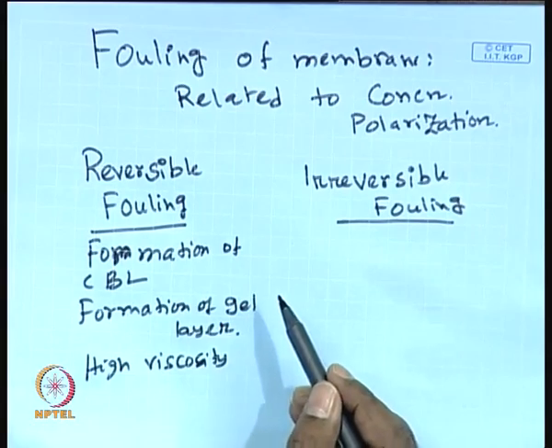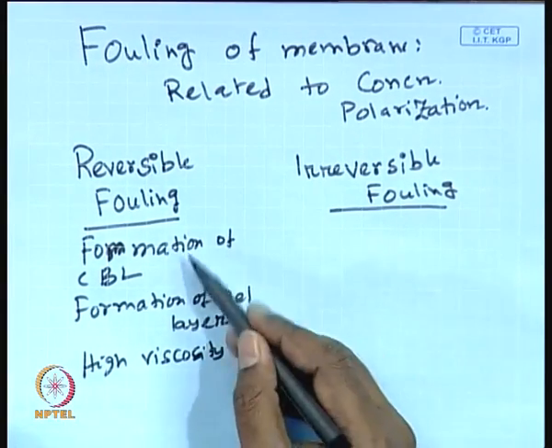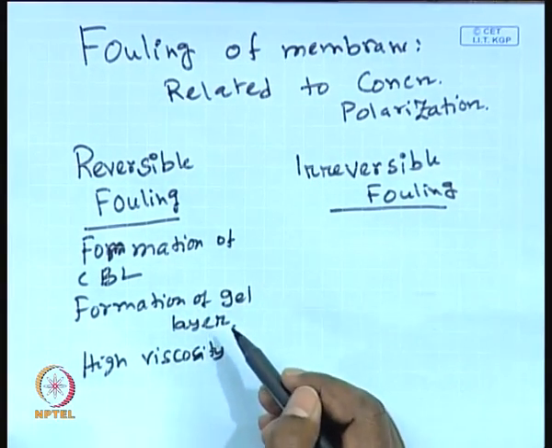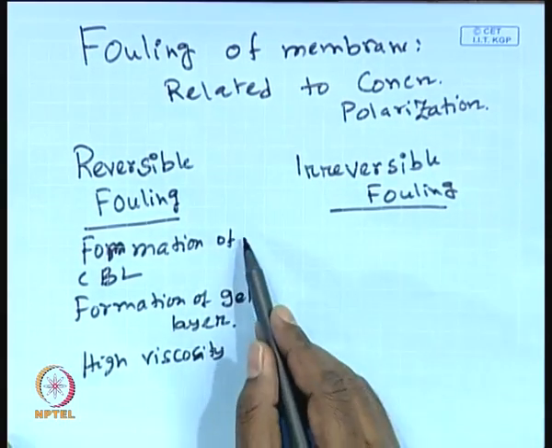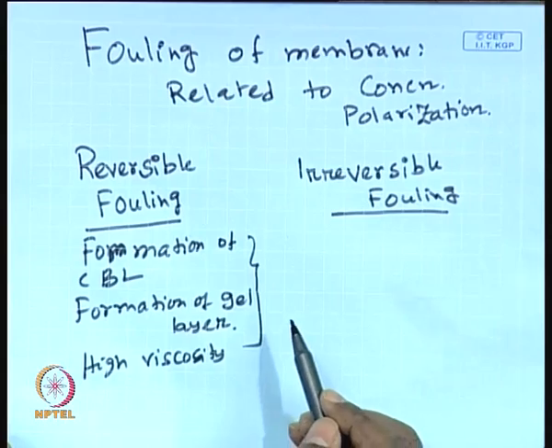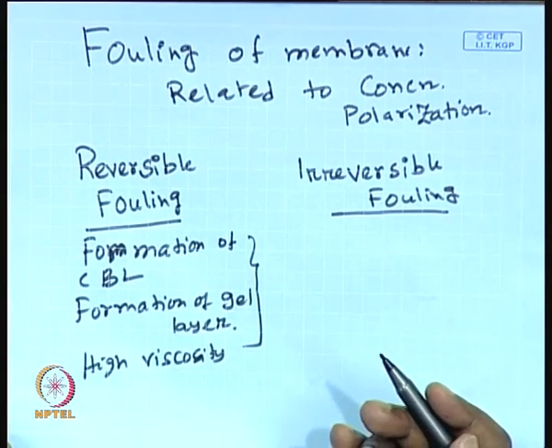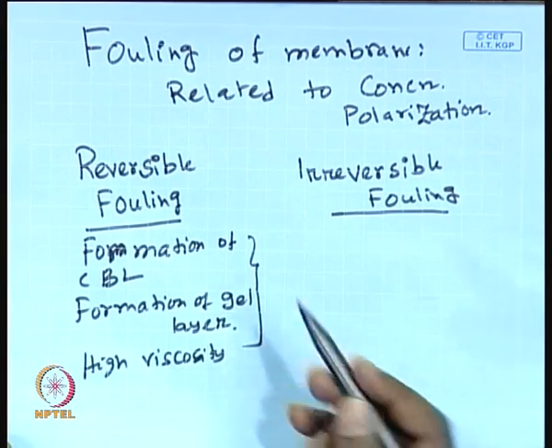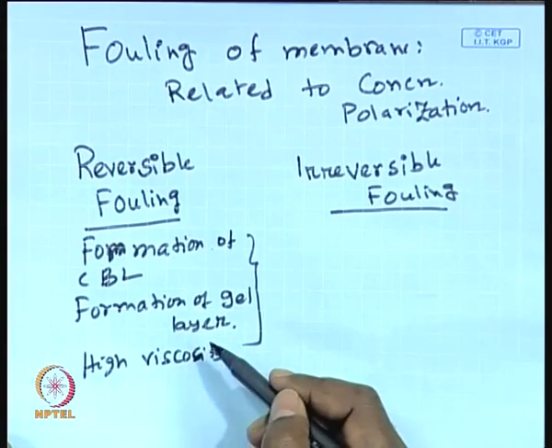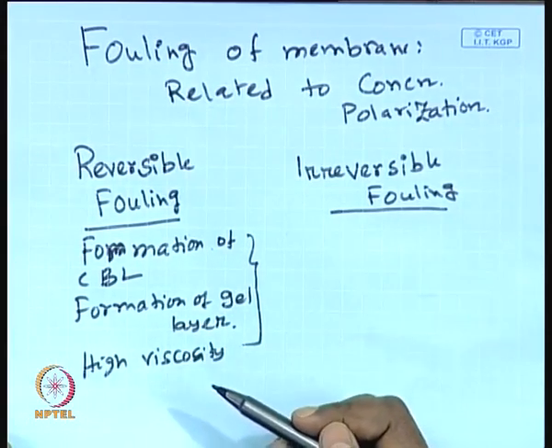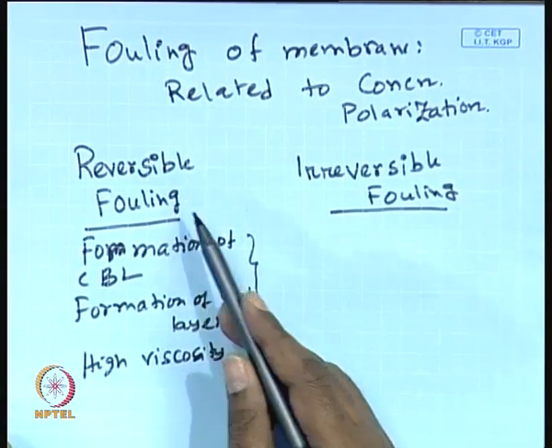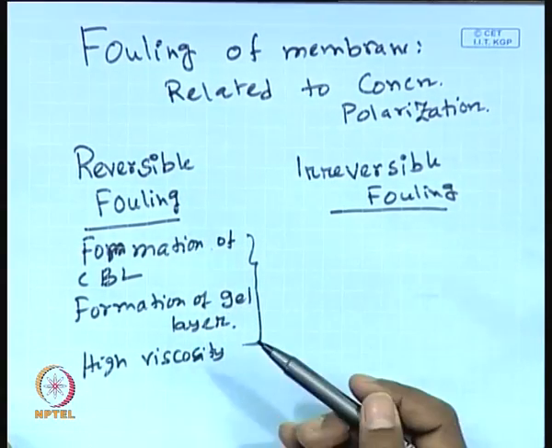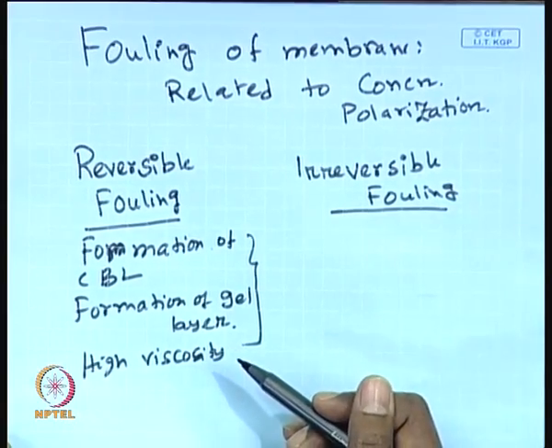If the flux decline occurs because of this, now if you stop the operation and open up the system and wash the membrane, all these depositions will be washed away. If you rinse the membrane or if you use an appropriate washing protocol, all of this will be removed. So, you get back your original permeability of the membrane. So, these are known as the reversible fouling. Fouling can be reversed, you can get back the original permeability of the membrane.